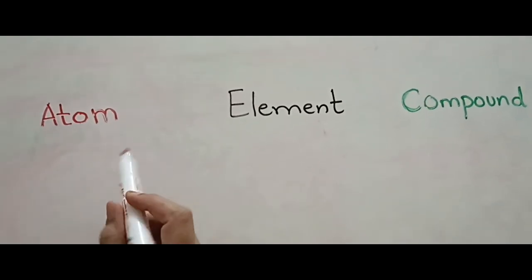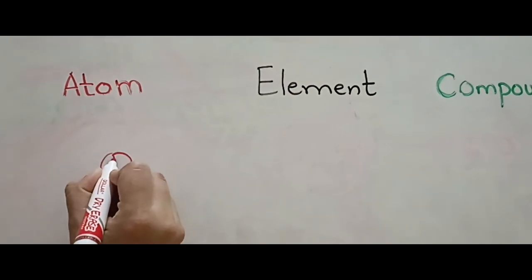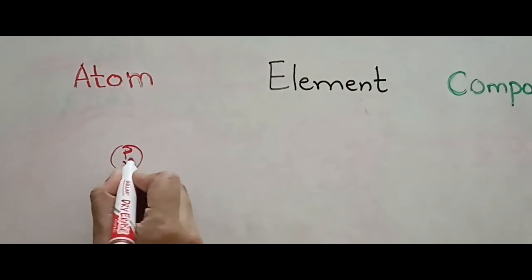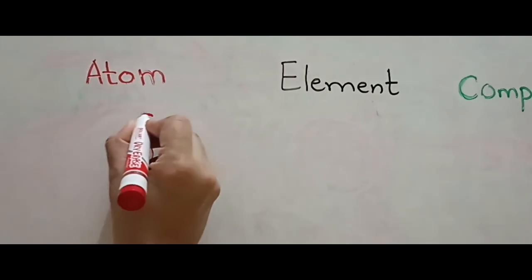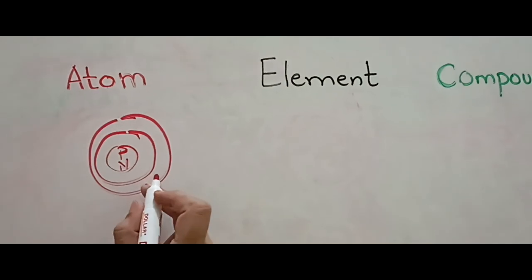So what's the difference? Atom is a unit particle that consists of a nucleus, and inside the nucleus they have protons and neutrons, and outside of the nucleus they have electrons and orbitals. In that, these are orbitals and electrons are inside the orbitals.